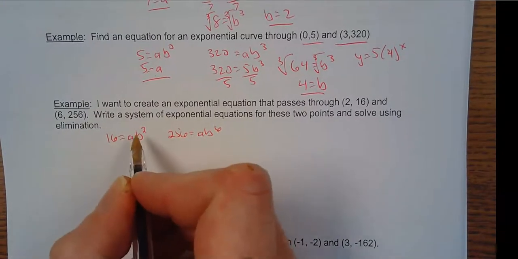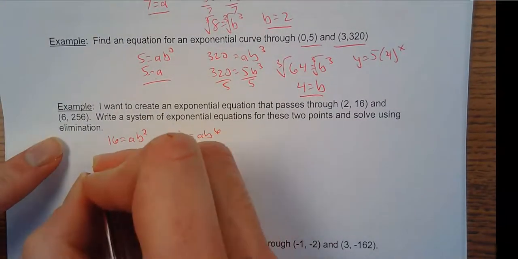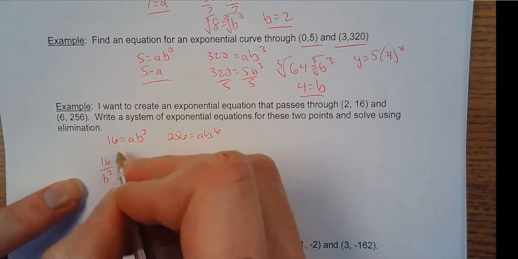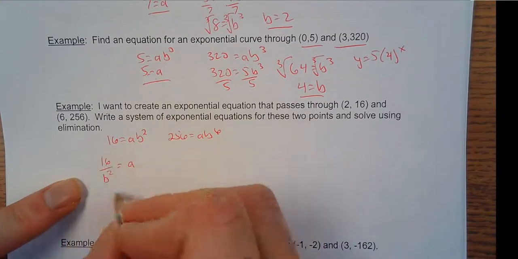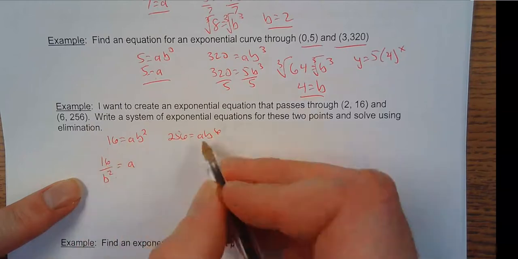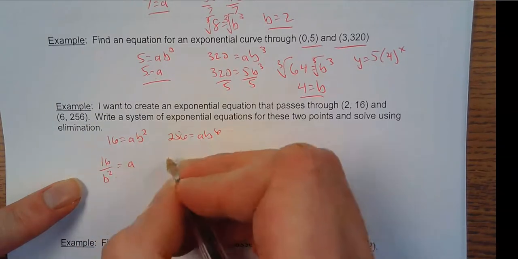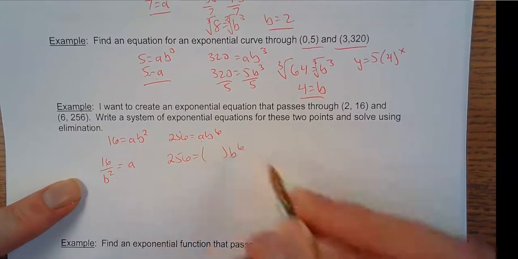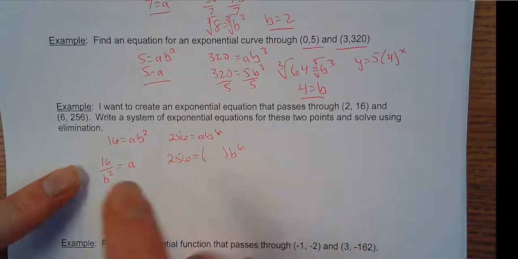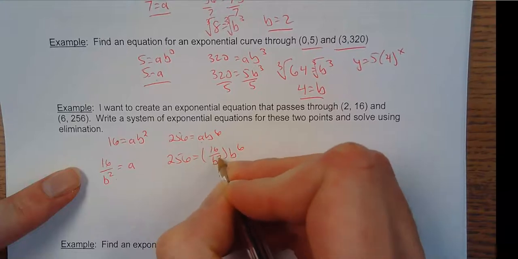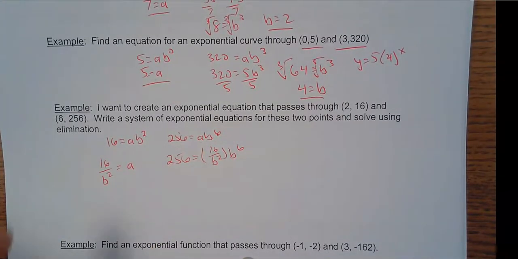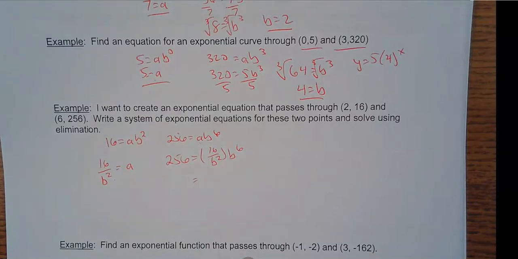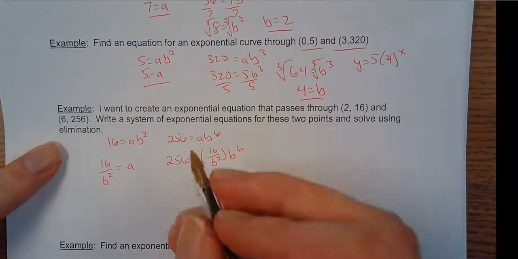So looking at this guy right here, I would say that a equals 16 over b squared if you divide the b squared over. So these are equivalent equations, but anywhere I see an a, I can plug in 16 over b squared, so go to the other equation. So it'd be 256 equals, and then for a, take a out and plug in 16 over b squared in its place. Now, when I'm done simplifying, there are no a's. I did my substitution, I got rid of the a's, now it's just b. I need to solve for b, get b by itself.